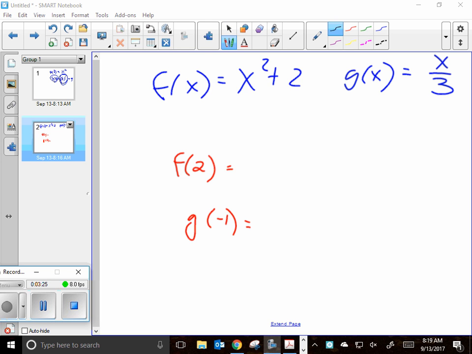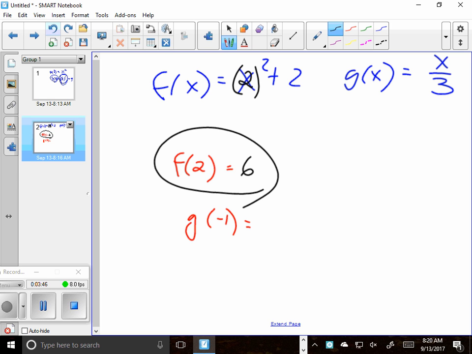So, f of 2. Could you put the 2 there? Yeah, but you don't really need to. It actually makes me nervous when kids do that, just because then a lot of times they try to solve for the f and divide everything by 2. That's not what you do. Just stick the 2 there. So it's 2 squared is 4. 4 plus 2 makes 6. Raise your hand if you had 6. Good. Then g of x is x over 3, so if I stick in a -1, the -1 goes right here. And then I end up with -1 over 3, and that's it. -1/3.